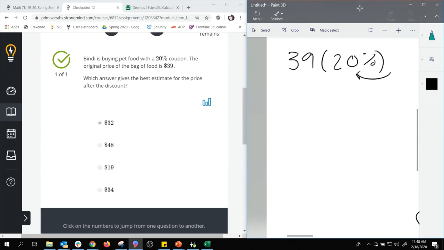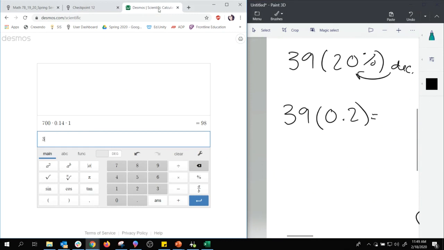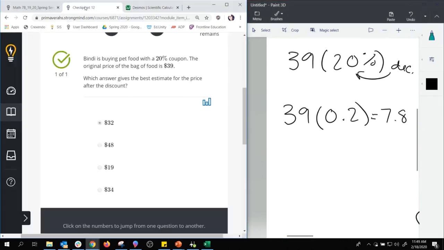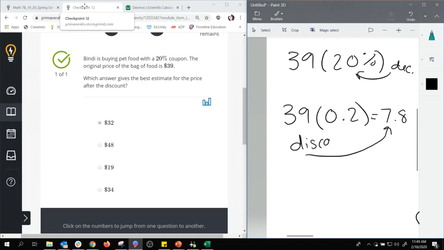My percent needs to go to a decimal, right? So I would have 39 times what number? 0.2. There we go. It's okay. You're fine. At least you figured it out before you multiplied it. So 39 times 0.2 means her bag of food is going to be $7.80 off. Remember that this $7.80 is your discount. This is how much money is going to be taken off of the price of your bag of food.